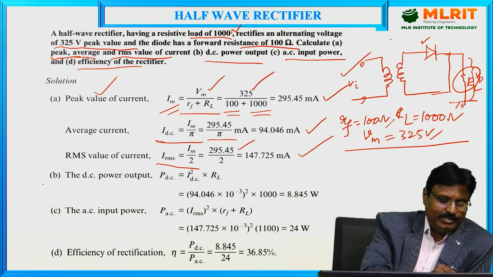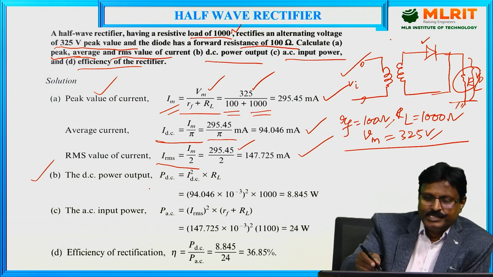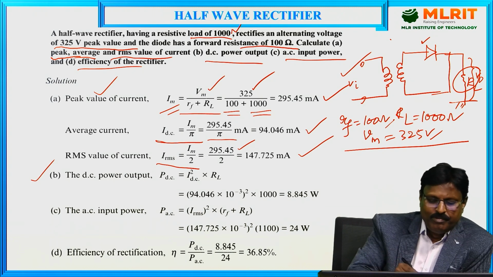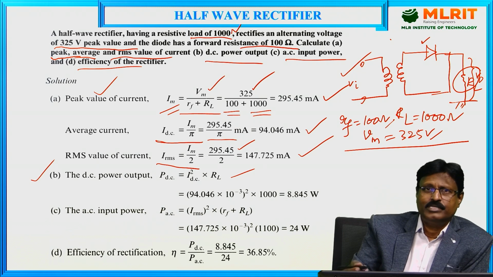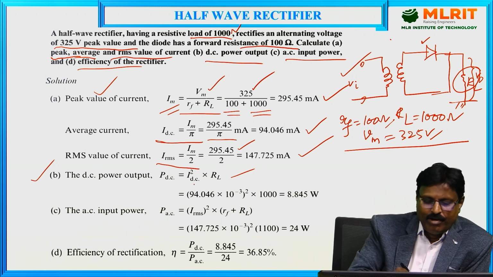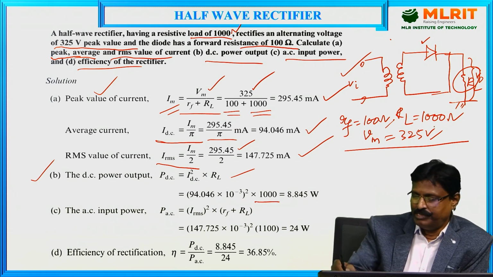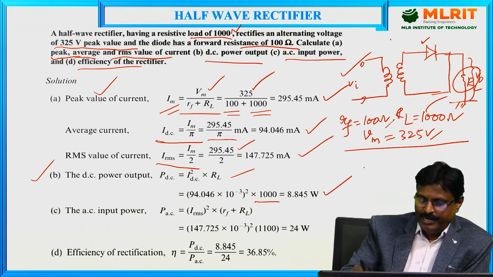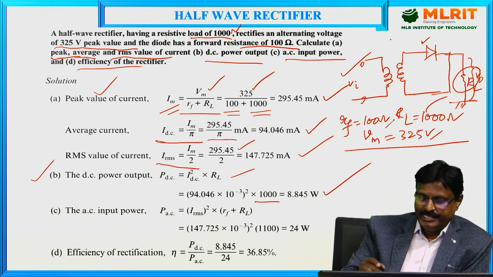So next, the second question, calculate the DC power output. That means PDC. The formula is IDC squared into the load resistance RL. IDC you already got as 94.046 milliamperes, that is, into 10 to the power of minus 3, whole squared, into RL. The RL value is 1000 ohms. Okay, so you will get 8.845 watts. PDC is equal to 8.845 watts.